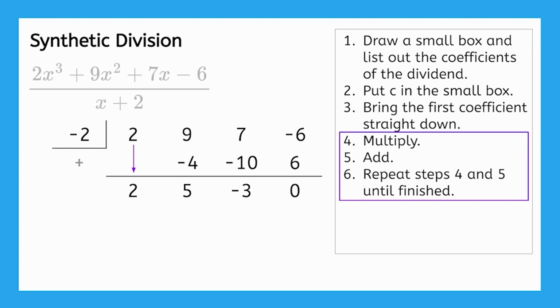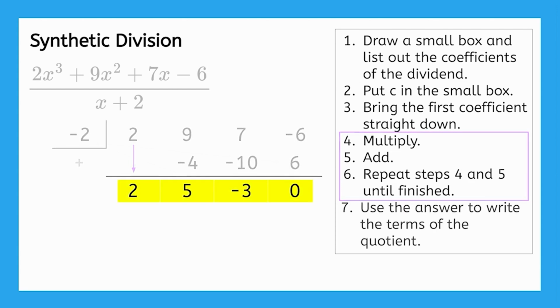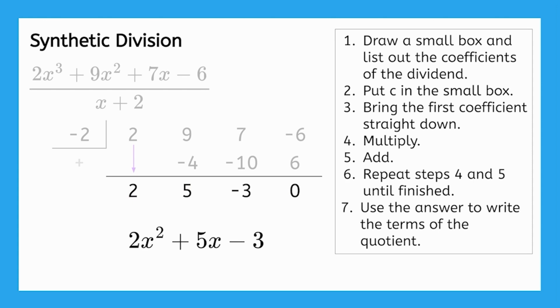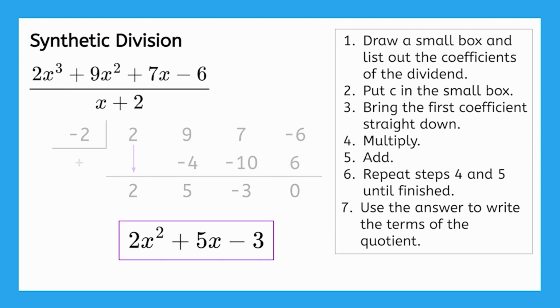Okay, we are essentially done, but this doesn't look like much, does it? The secret is that these values are the coefficients of our answer, our quotient. Since we just divided a cubic function by a linear function, I know that the degree of the result will be 2. So I just write these numbers as the coefficients, starting with an x squared term, 2x squared plus 5x minus the constant, 3. And because the final value was a 0, that tells us that we had no remainder. Therefore, this is the result after dividing 2x cubed plus 9x squared plus 7x minus 6 by its factor, x plus 2.